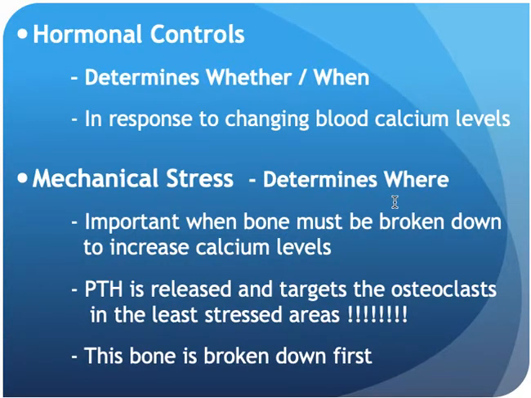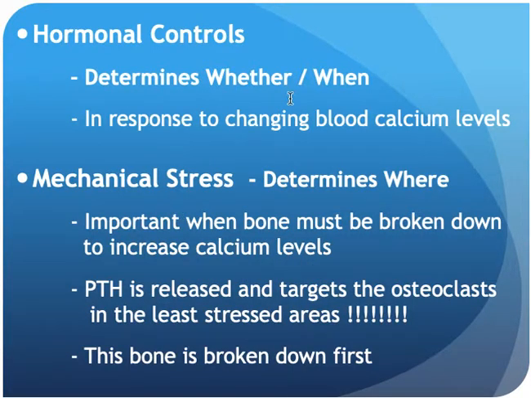The really cool thing that your body does is that it's not going to break down the bones where it feels like they need to be strong. It's going to take that calcium from parts that it considers not as important first. So when bone must be broken down to increase calcium levels, my parathyroid hormone is released and targets the osteoclasts in the least stressed areas. The least stressed areas in your body are the ones we're going to break down first to get that calcium back into the blood. But if we continue to run out, eventually your body will have to break down the parts that are more important and absorb a lot more stress, and this can lead to injuries down the line.